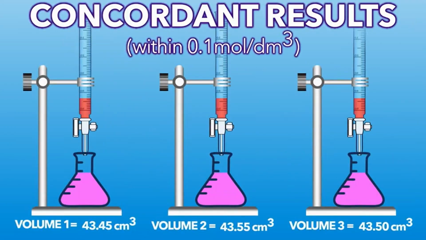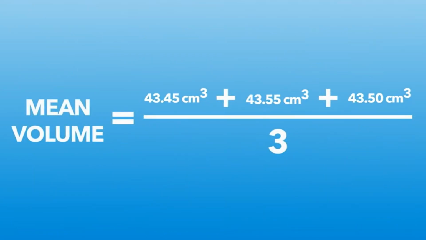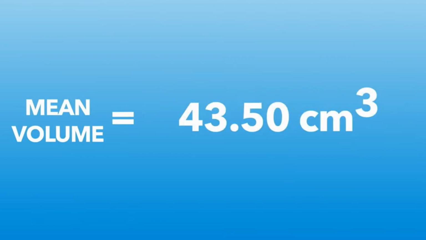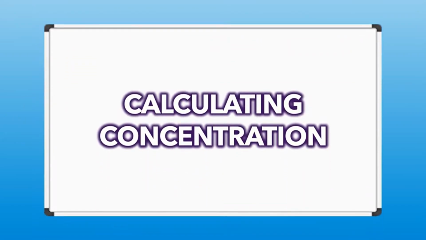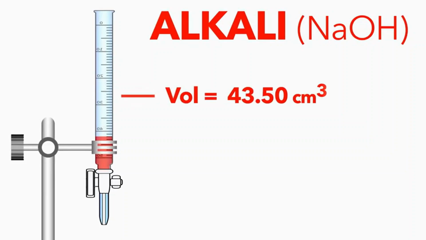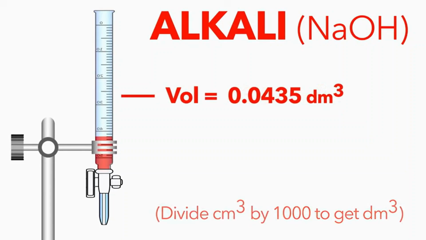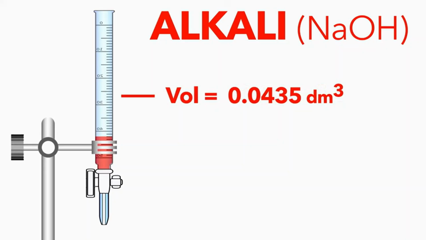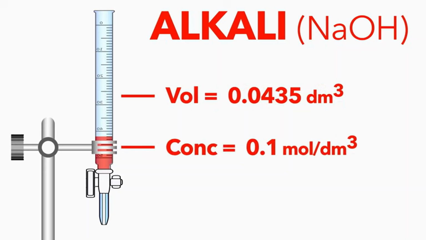When we get several similar results within 0.1 cm³, we take a mean volume for our final calculation. Let's say we got 43.5 cm³. So how do we use this result to calculate the concentration of our acid? Well, we know that the exact volume of alkali added was 43.5 cm³, or 0.0435 dm³, and the known concentration was 0.1 moles per decimeter cubed.